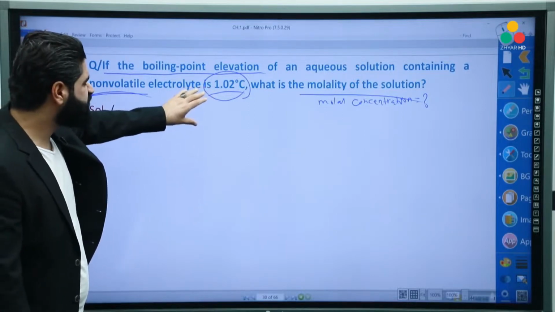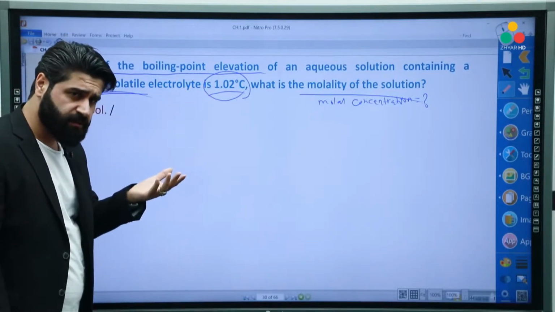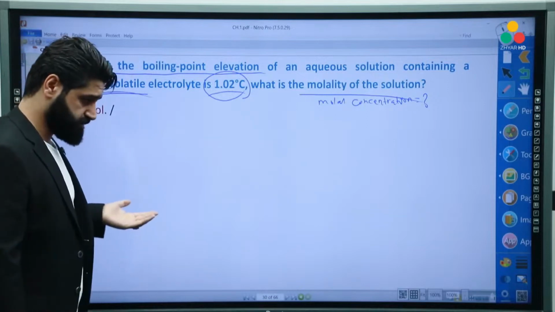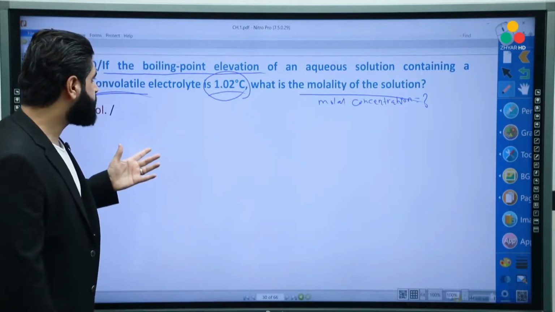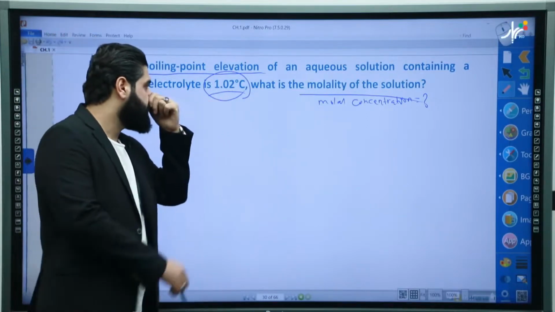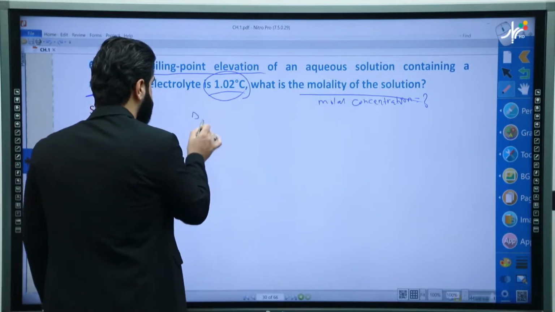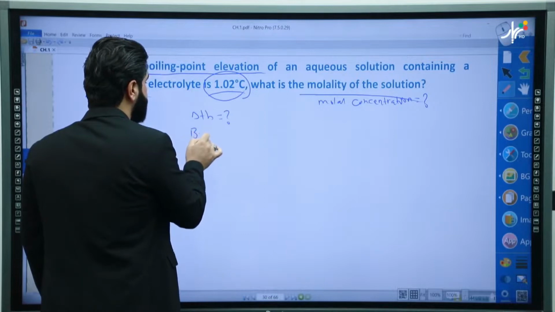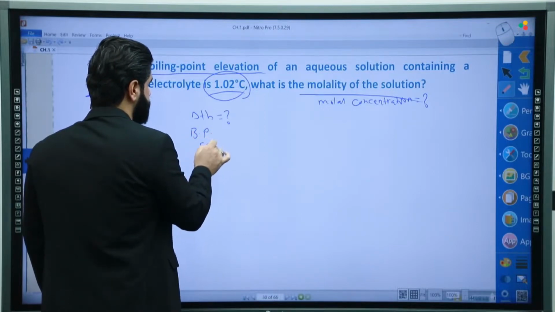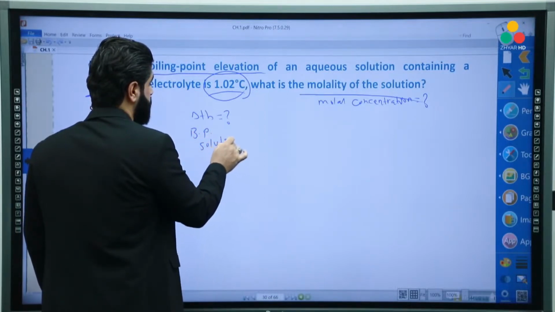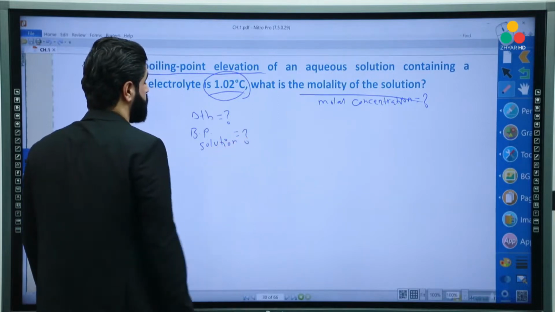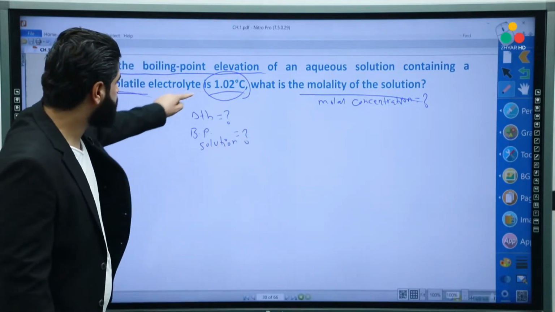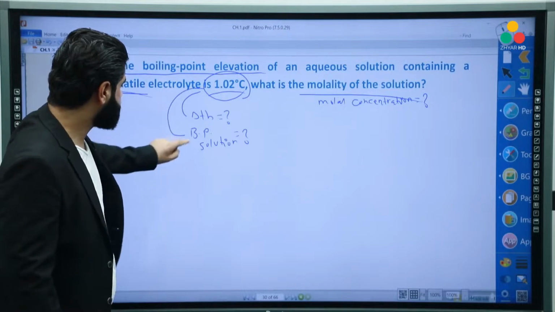You may confuse between boiling point of solution and boiling point elevation. Mister, how can I be sure that this number is delta TB or boiling point of solution? Okay, it stands for which one? This one or this one?